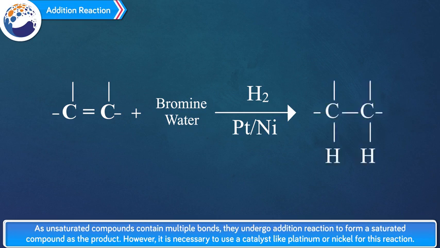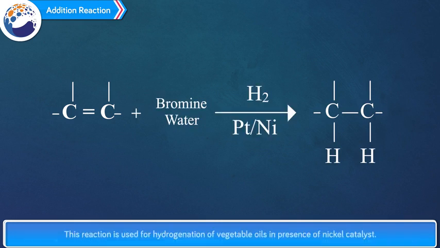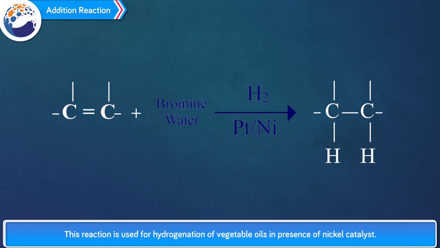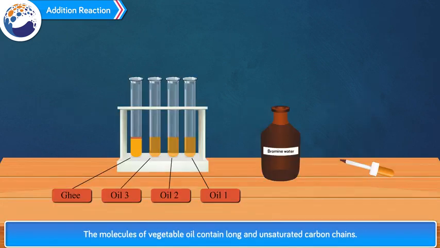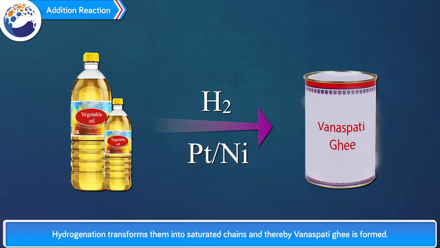However, it is necessary to use a catalyst like platinum or nickel for this reaction. This reaction is used for hydrogenation of vegetable oils in presence of nickel catalyst. The molecules of vegetable oil contain long and unsaturated carbon chains. Hydrogenation transforms them into saturated chains and thereby vanaspati ghee is formed.